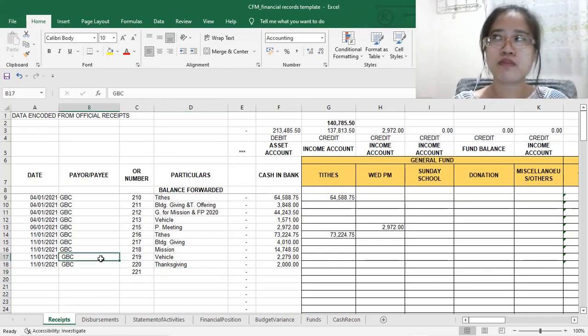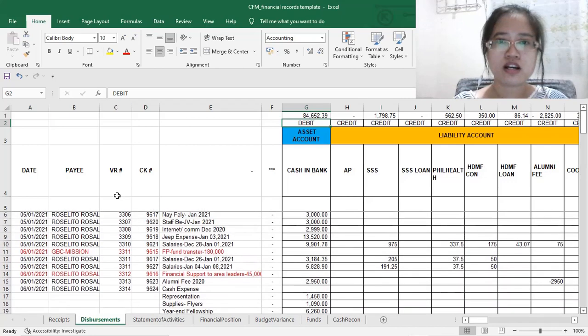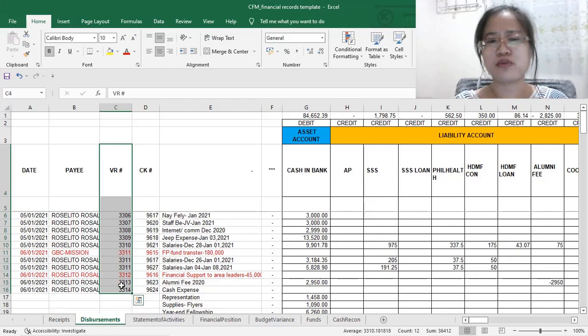For big companies, an auditor would do sampling. In sampling, of course, the auditor would visit the organization, the church, and then they would ask for the source documents. The source documents would be the official receipts, booklets for the receipts, and then for the disbursements, it would be the voucher records. We call it voucher. So the vouchers and the official receipts are normally the ones being used.